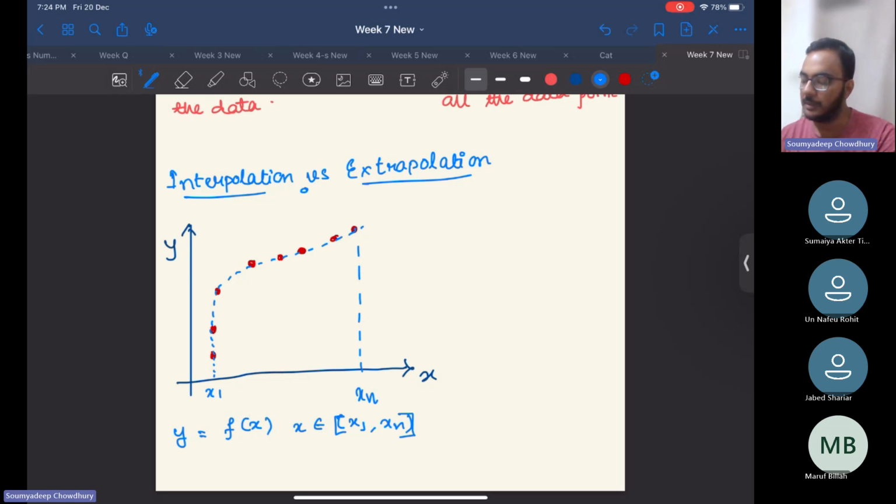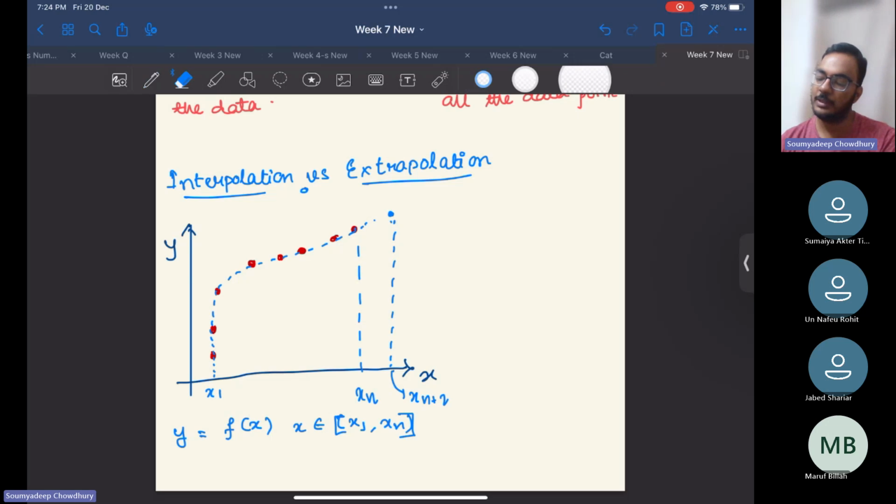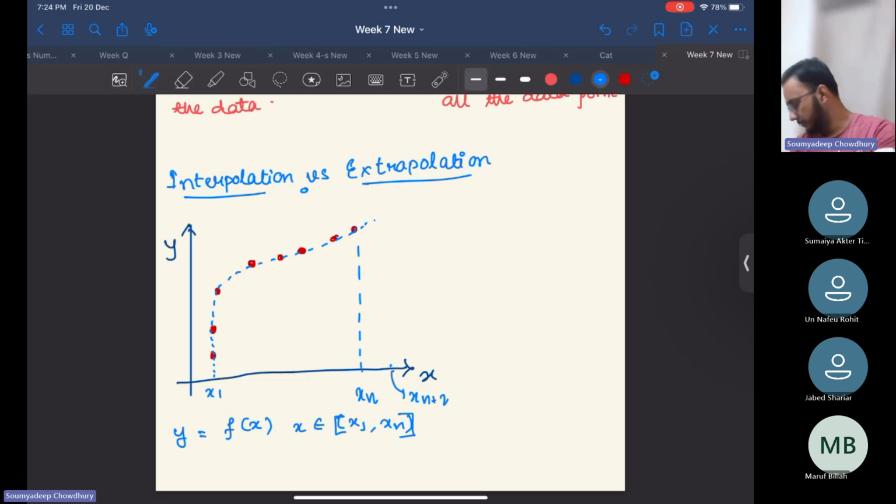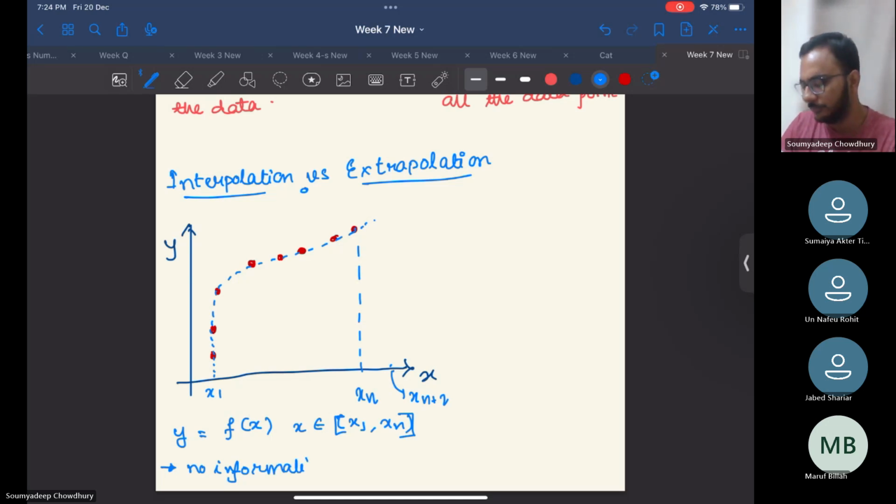Suppose you take a point somewhere outside this range, say xn plus 2, and you extend this and say this is my functional value. That is not correct, because your interpolating polynomial is only valid within the range of the data points. We don't have any information outside the range.